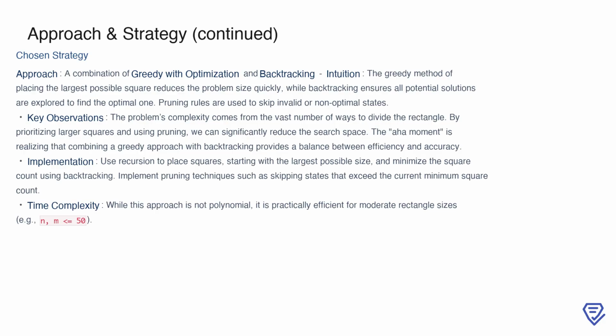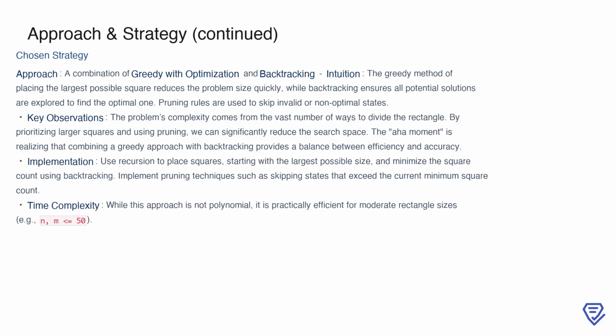Pruning rules play a critical role in this method by eliminating states that are clearly non-optimal or exceed the current minimum square count. A key observation here is that the complexity of the problem arises from the vast number of ways the rectangle can be divided. By prioritizing larger squares and applying pruning, we can significantly reduce the number of states to explore. The real breakthrough is the realization that combining these two methods provides an ideal balance between efficiency and accuracy.